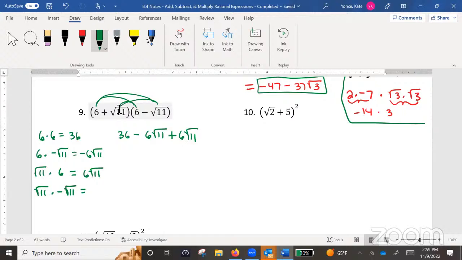Yeah, but first let's go back to not the square root 11s. What is square root of 11 times negative square root of 11? We know it's negative. Because what's square root of 11 times square root of 11? Square root of 121, which is 11. So remember, a radical times itself is the number inside. So minus 11. Everybody good on that? Okay.